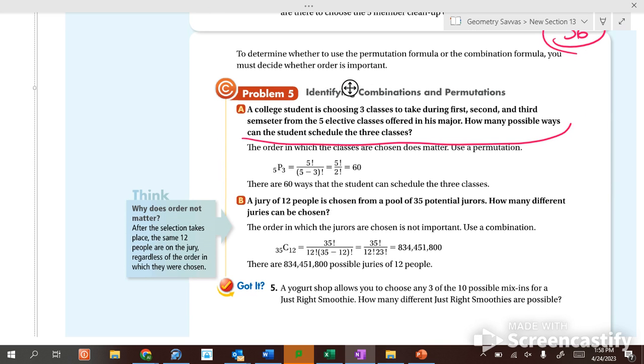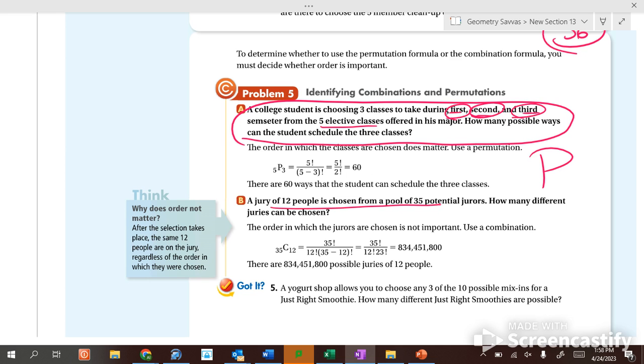So a college student is choosing 3 classes to take during the first, second, and third semesters of 5 elective classes offered in his major. Now, would that be a permutation or a combination? Because they're going in different semesters. One in the first semester, one in the second semester, one in the third semester. That would be a permutation because order is important of when it is happening.